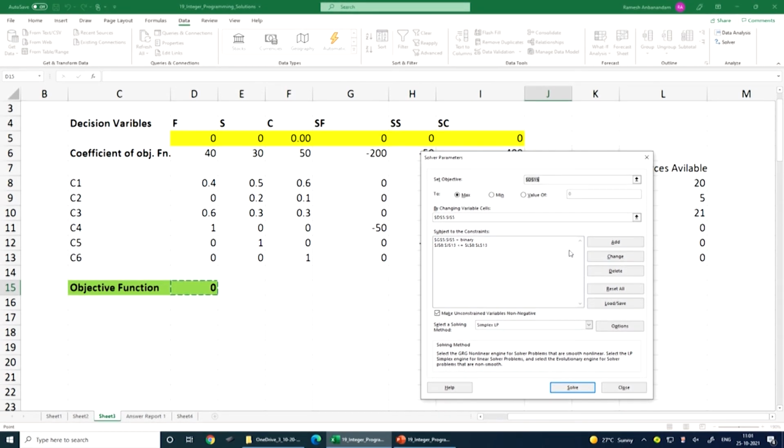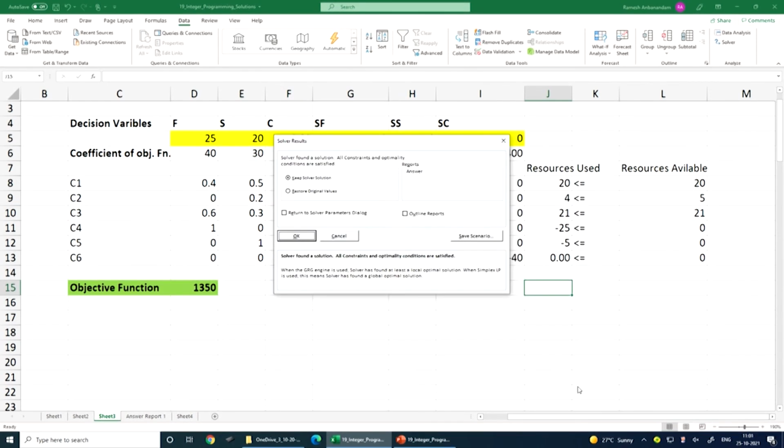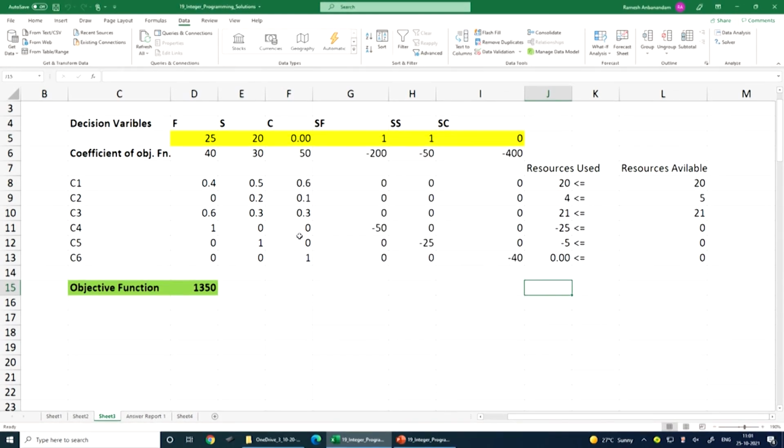So, when I solve it, look at this: F is 25 and SF is 1, and S equal to 20, SS equal to 1. Here the C value is 0, I am not producing any C, so I need not incur any fixed cost for SC, that is why it is 0. The value of the objective function is 1350.